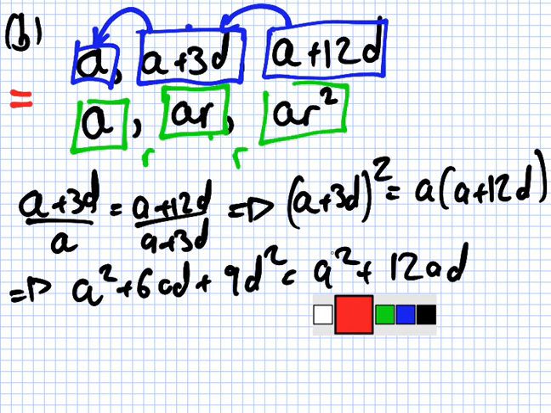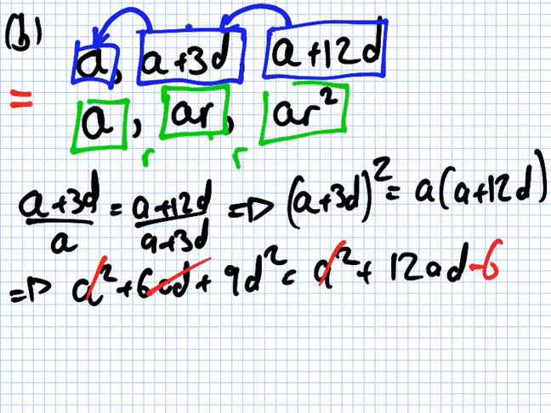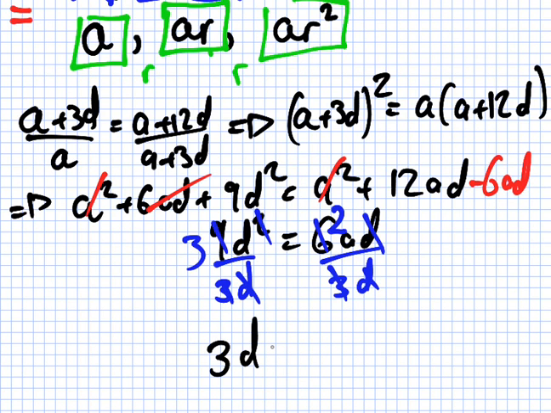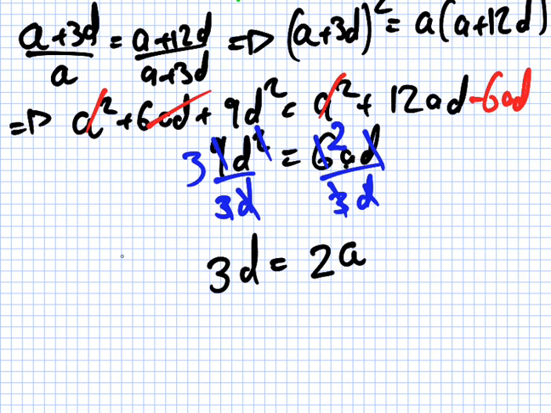What's nice here is the a squareds on the left and the right cancel. 12ad minus 6ad, in total that's 6ad, and I have 9d squared left on the left. I'll divide both sides by 3d to simplify it. The d's cancel and the d will cancel the square. The 3 goes into 6 twice and the 3 goes into 9 3 times. So on the left I'm left with 3d, and on the right I'm left with 2a. So I have a equals 3 over 2 d.